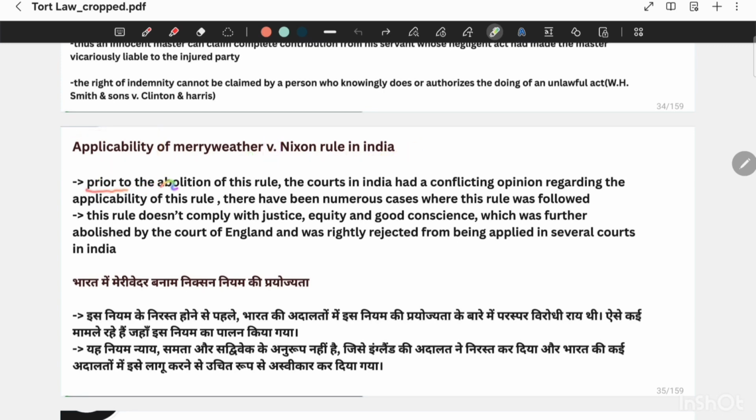So, prior to abolition of this rule, the courts in India had conflicting opinions regarding the applicability of this rule. There have been numerous cases where this rule was followed. This rule doesn't comply with justice, equity, and good conscience, which was further abolished by the Court of England and was rightly rejected from being applied in several courts in India.